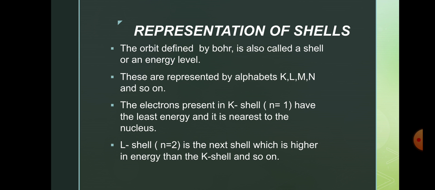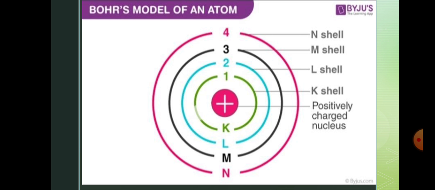Representation of the shells. The orbit defined by Bohr is also called a shell or energy level. These are represented by the letters K, L, M, N and so on. Electrons present in the K shell, n equal to 1, have the least energy and are nearest to the nucleus. The L shell, n equal to 2, is the next shell, which is higher in energy than the K shell, and so on. So the Bohr model of an atom has shells named K, L, M, N, numbered 1, 2, 3 and 4. The first shell is the K shell, the second is the L shell, the third is the M shell, and the fourth is the N shell, and so on.